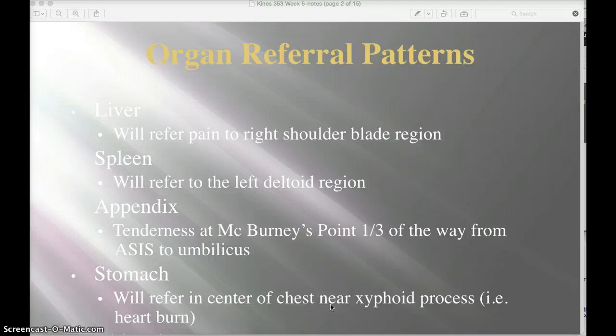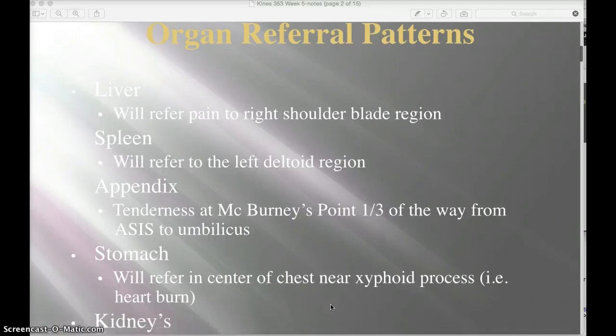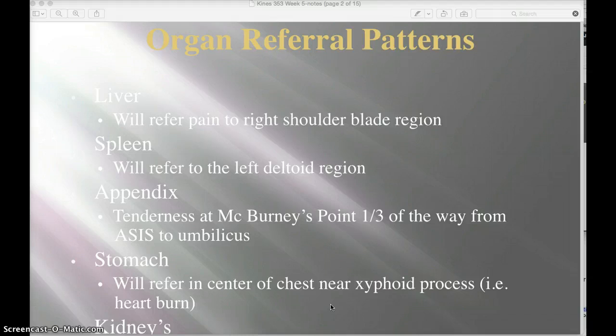So, you'll need to know these things when you're dealing with someone who's just been hit, like there's a direct blow to the abdomen or thorax, or they've landed on their abdomen and someone else has fallen on top of them. So for the liver, there will be referred pain to the right shoulder blade region, and for the spleen, you'll see pain in the left deltoid region.